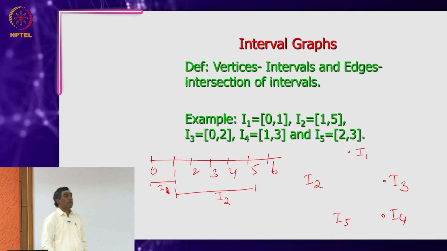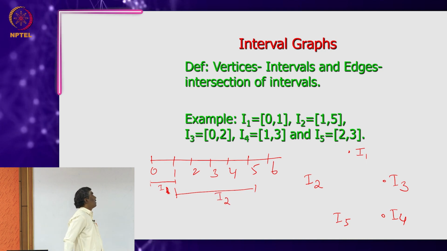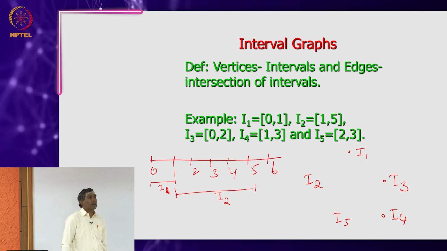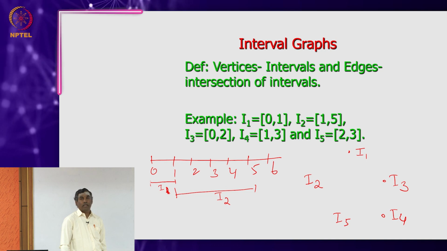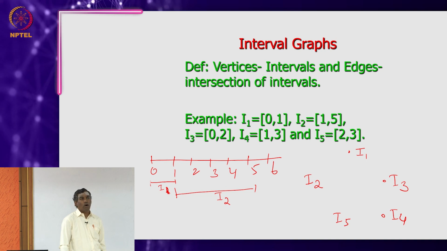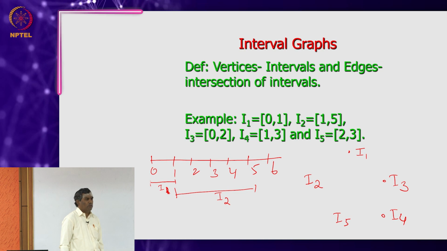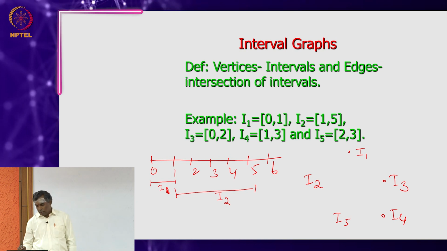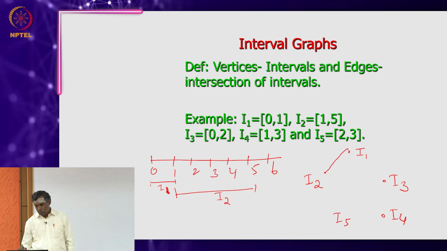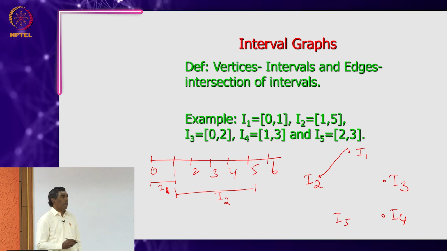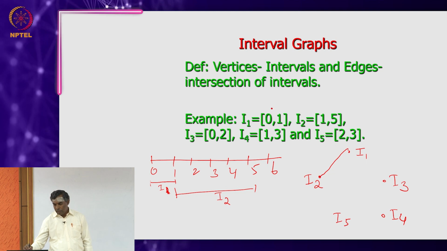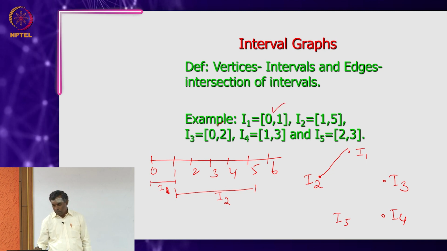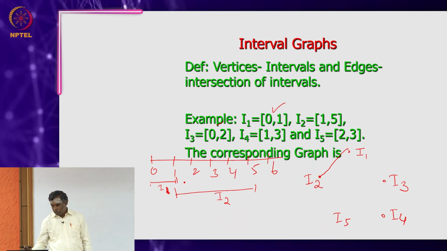Do they intersect? Of course, the intervals are closed ones. Do I1 and I2 intersect or not? Yes or no? Is there any common point? At least one is there. So, it is a closed interval. So, one is there. So there is an edge between I1 and I2. Now I1 and I3. I1 is here, and then see the I3.